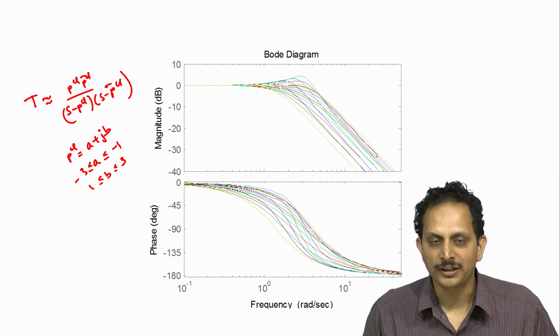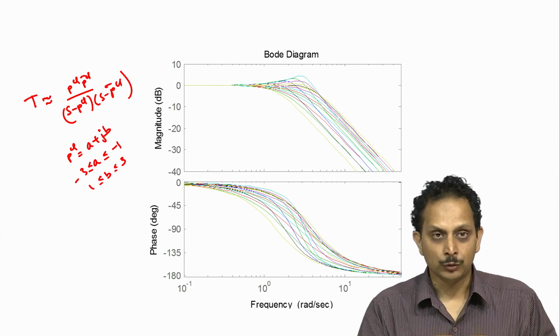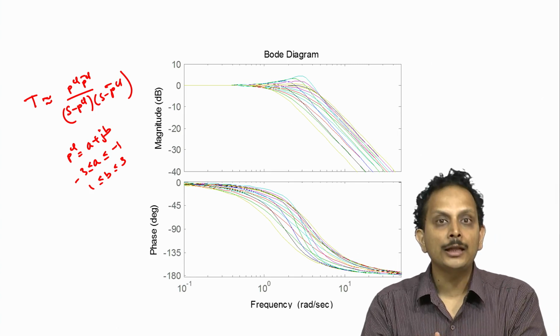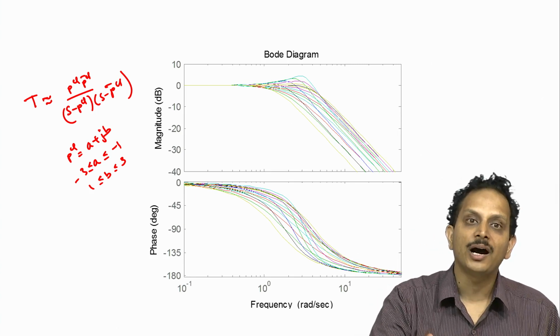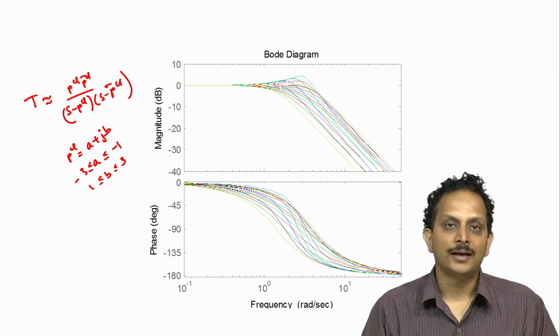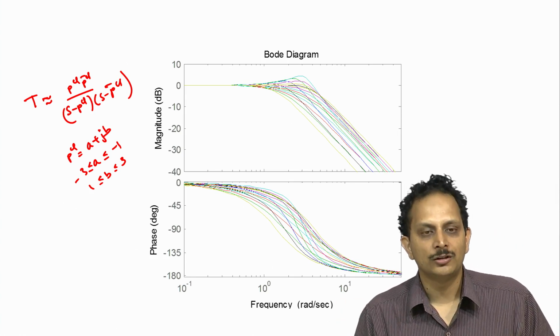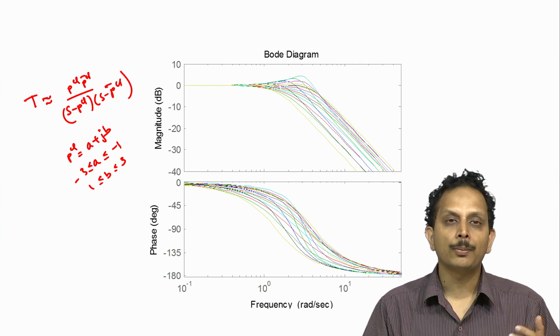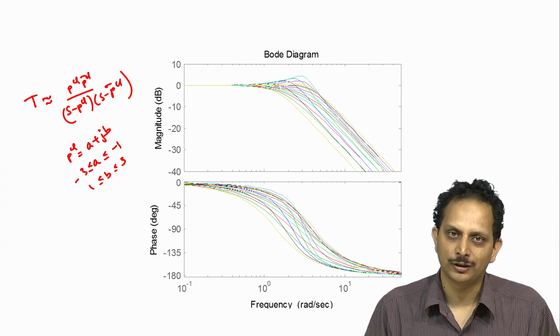It is worth noting that the actual transmission function is not going to exactly look like this, because there are going to be other terms that are contributed by the other closed loop poles of the overall system. In this case however, we are plotting the Bode plots only for the approximate model of the transmission function.